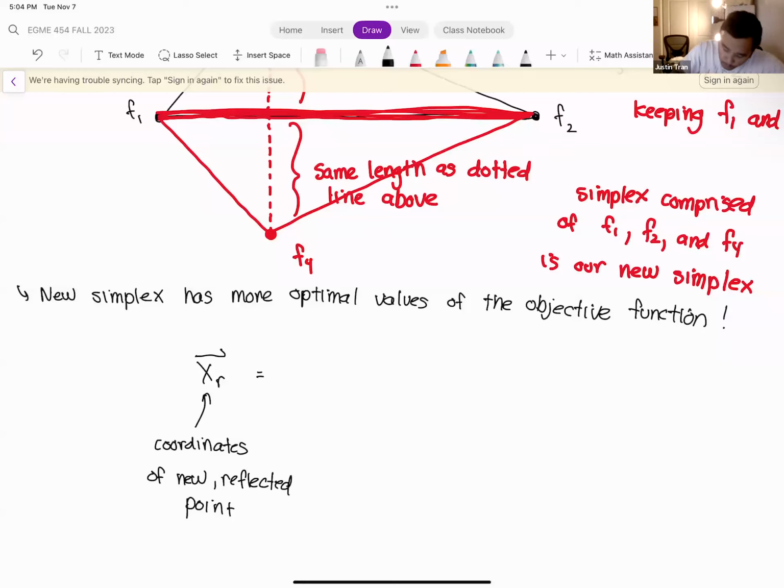The formula for this is going to be 1 plus alpha, I'm going to define alpha in a little bit, times a vector X0. And so this X0 right here is the centroid of all simplex points except for the one we just kicked out.